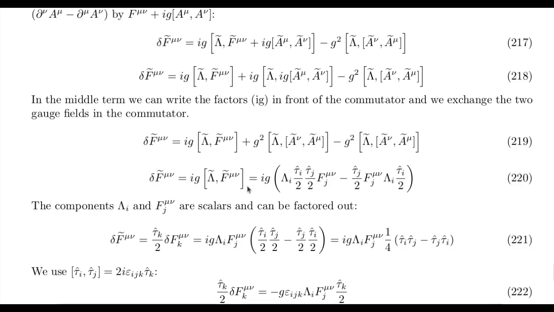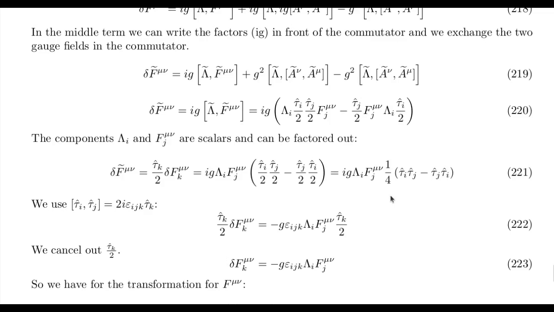So we write for the commutator this. That means we write the Pauli matrices into the equation instead of the tilde ones. And here again, the components of f and lambda are scalars, so we can factor them out. Then we have the commutator of Pauli matrices, and so we again use this equation, which we used above.